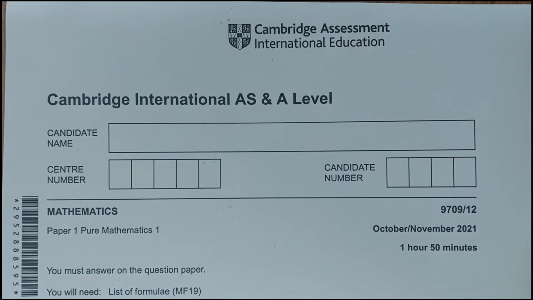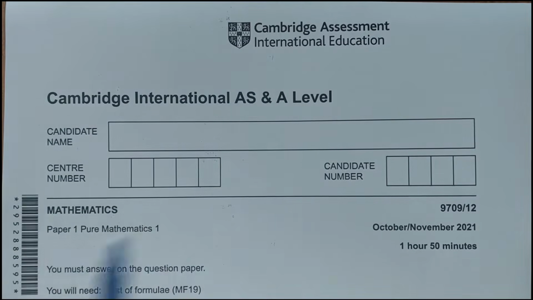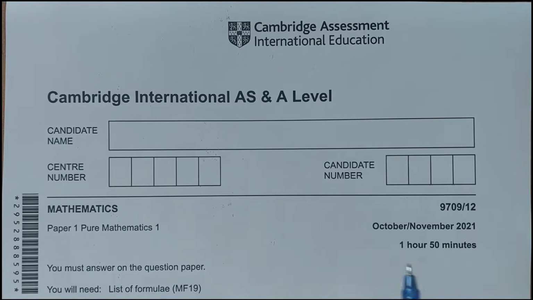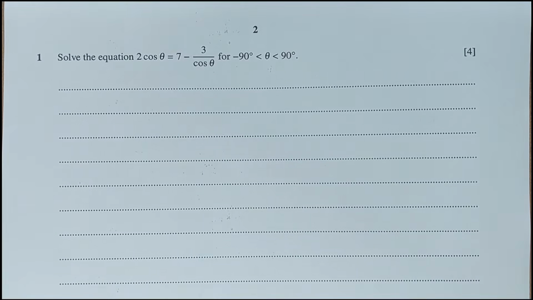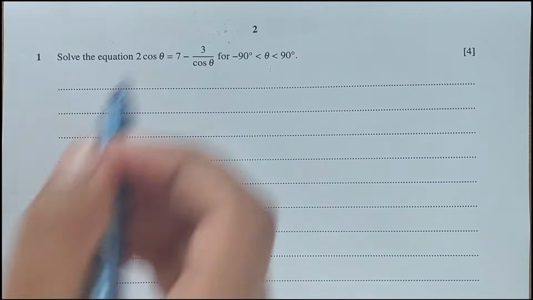Hi everyone, in this video I'm going to solve A-Levels Pure Mathematics Paper 1, October-November 2021, Paper 1-2. So let's start with the first question. Question number 1, solve the equation.